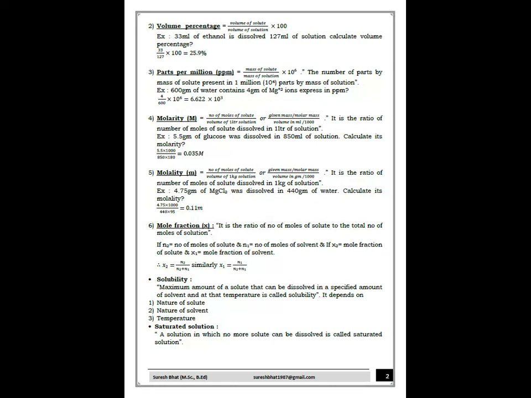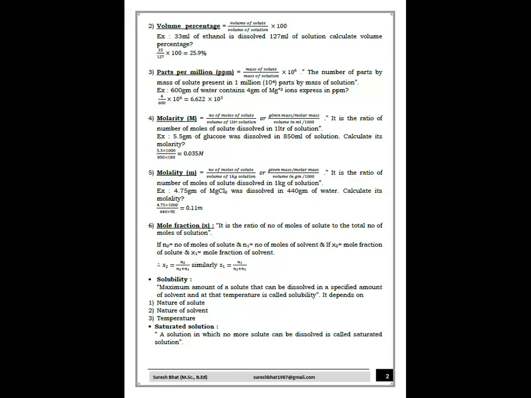Understand students, it is very easy, not much difficult. What is solubility? I'll explain in a simple way. Say for example, in 100 ml of water, if I want to prepare a sugar solution, the maximum amount of solute that can be dissolved in 100 ml of water is say 10 grams, right? So at that temperature, if 100 ml of water contains 10 gram of sugar, that is its solubility.